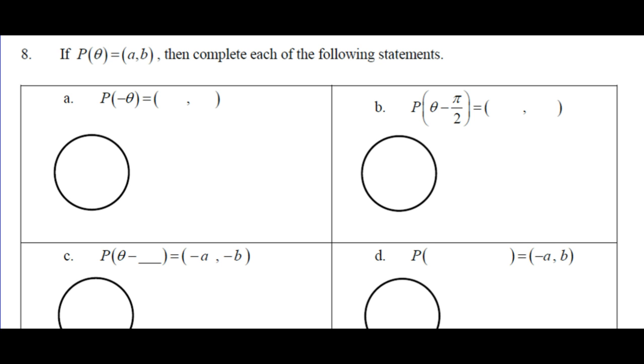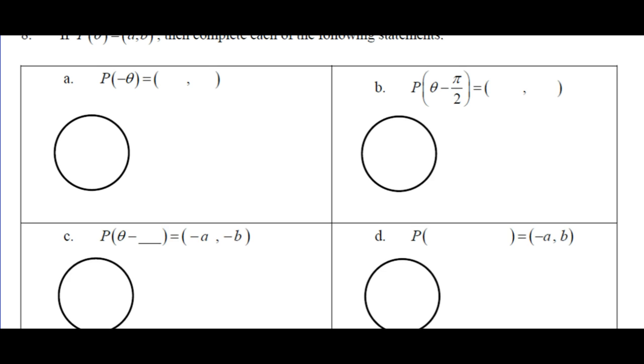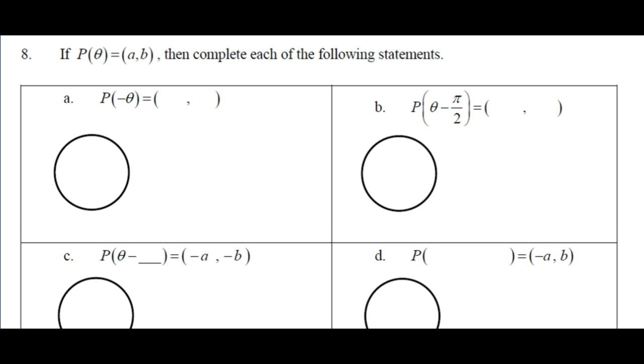If P of theta is AB, then what's P of negative theta? Complete each of the following. Okay, so let's just draw in.